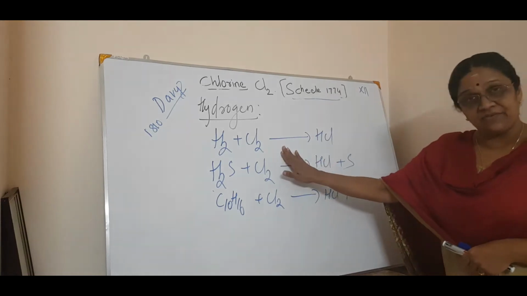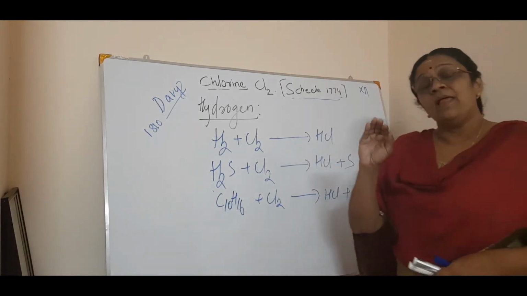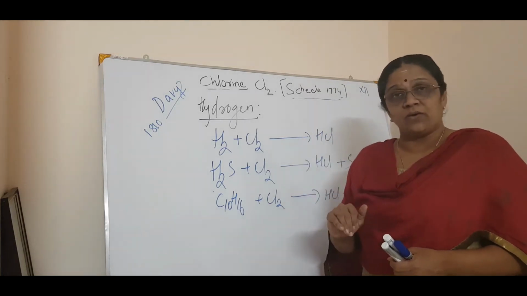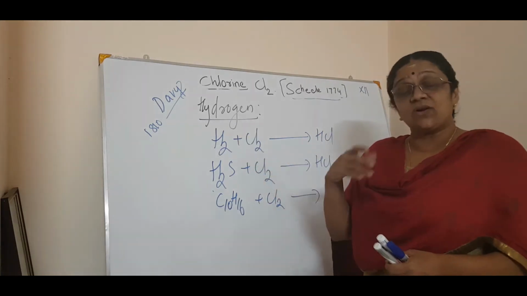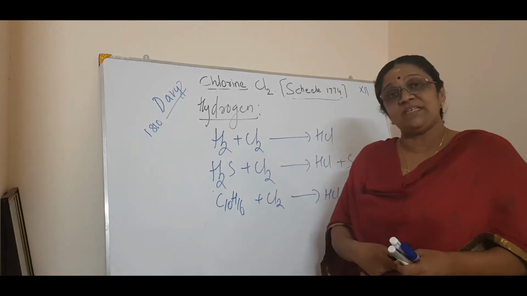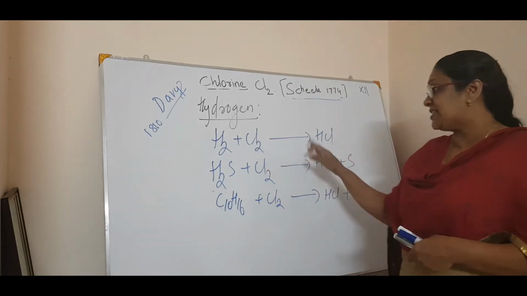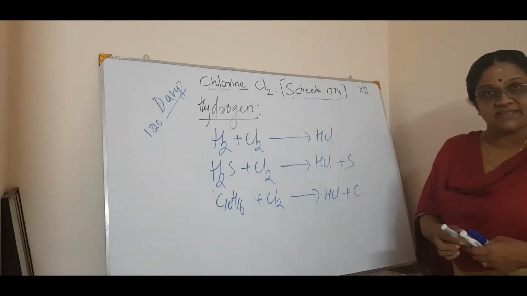So, that is the second reaction. What was the first reaction? The reaction with metals as well as non-metals to form the corresponding chlorides. Second is, it has a great affinity for hydrogen. That means it reacts very well with hydrogen to form the corresponding hydrochlorides, isn't it?